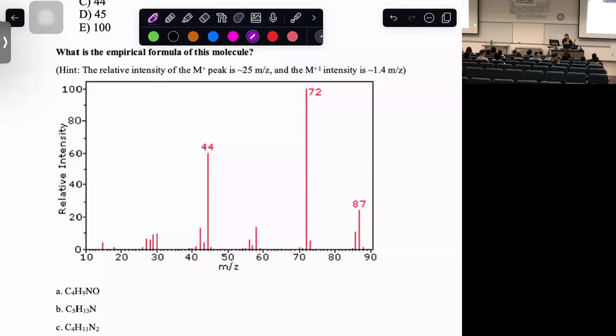Okay, so we just refreshed on the concepts behind the peaks. Now we have to apply them because we're given the spectrum. We think it's B. Okay, so mostly B, one C.